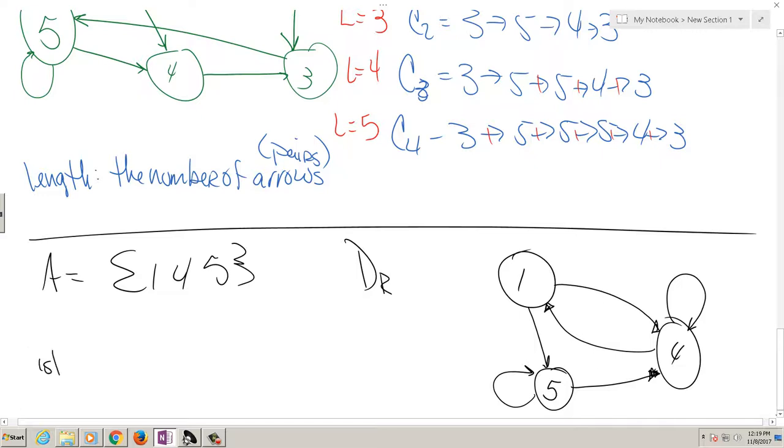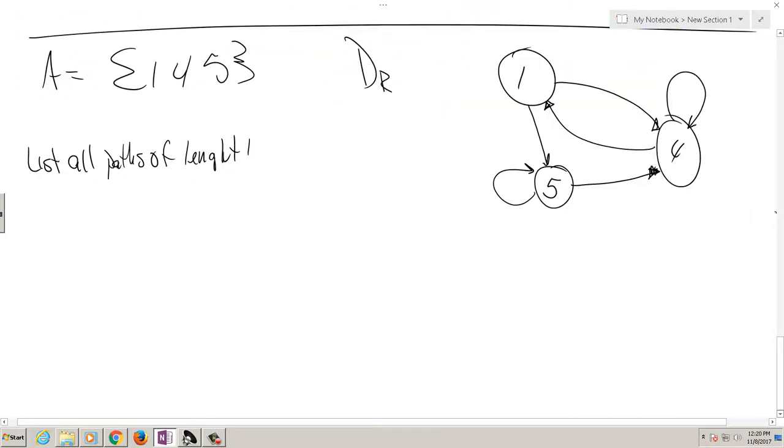Let's list all paths of length 1. Once again, when I'm trying to list all of anything, I like to try, to the best of my ability, to be as organized as possible. So let's list all paths starting at node 1. Paths of length 1 starting at node 1. 1 to 4 and 1 to 5. Are there any others?